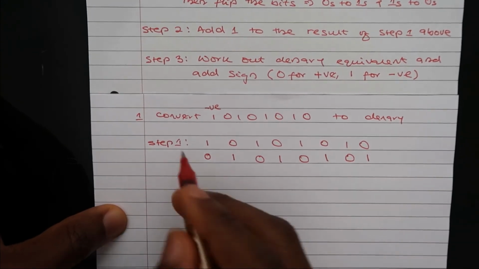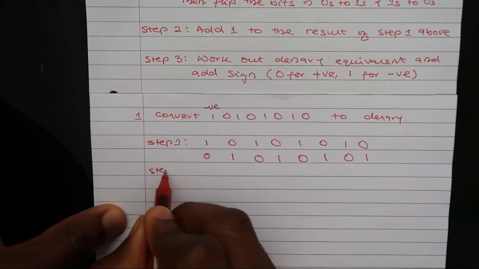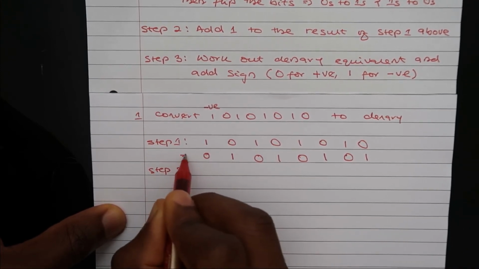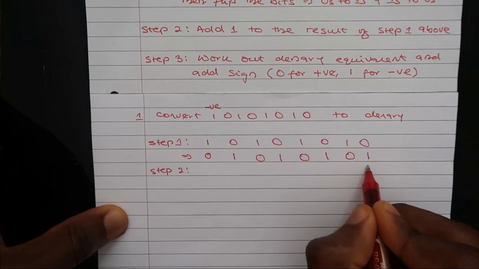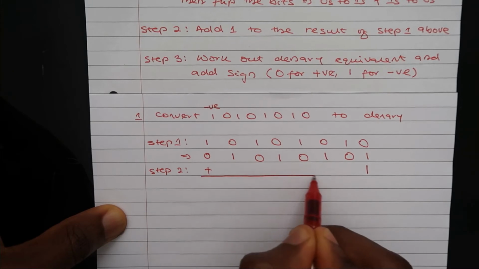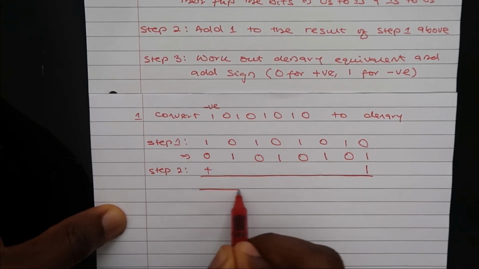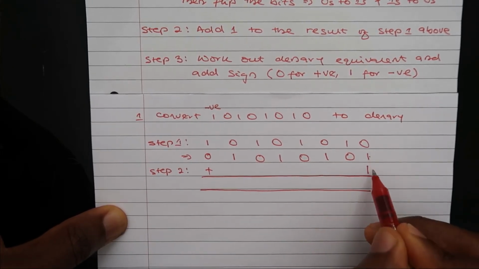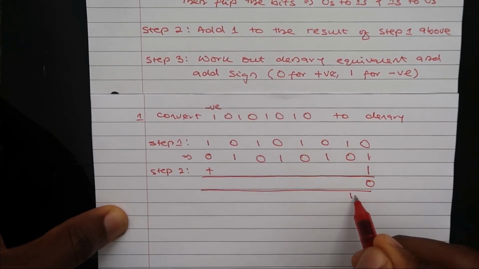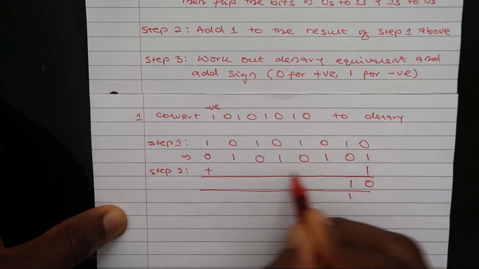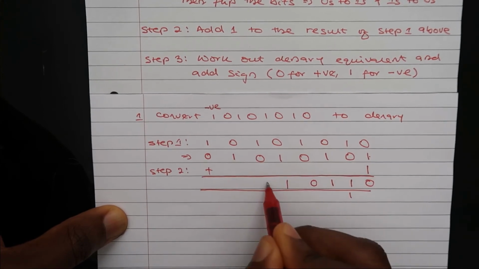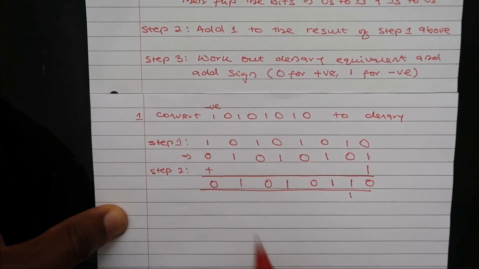So we're going to add 1 to this value here. If I put 1 there, we're just adding 1 there. So 1 plus 1 is 0 carry 1. 0 plus 1 is 1. There's nothing else to add there, so I'll just bring down this value. So 1, 0, 1, 0, 1, 0.